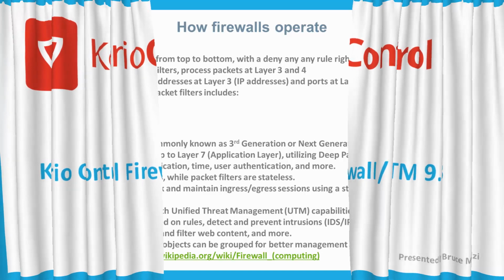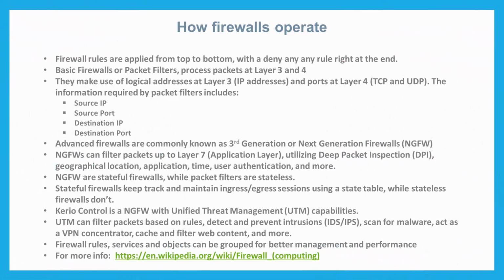Welcome back. In this video tutorial, I'll explain how firewalls operate. Firewall rules are applied from top to bottom with a deny any rule right at the end. Basic firewalls, or commonly known packet filters, process packets at layer 3 and layer 4. And we know that layer 3 is where you find IP addressing, and at layer 4 is where you find logical ports, that is TCP and UDP.